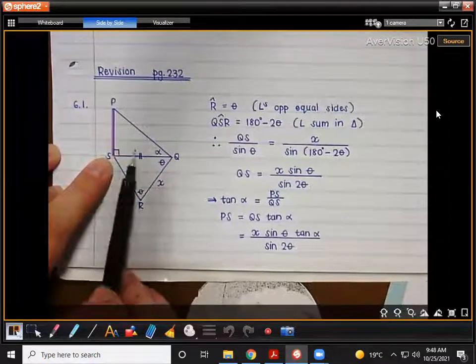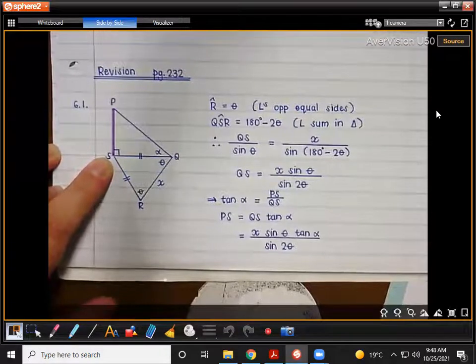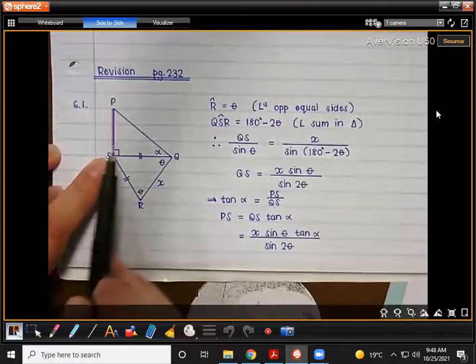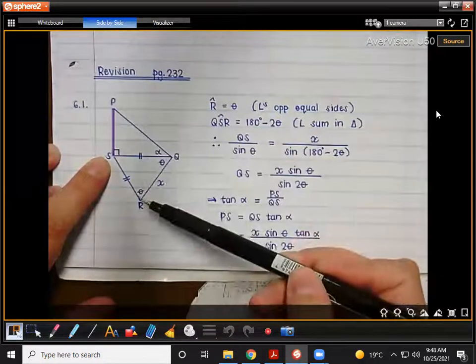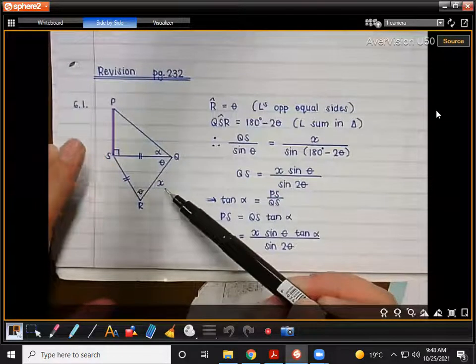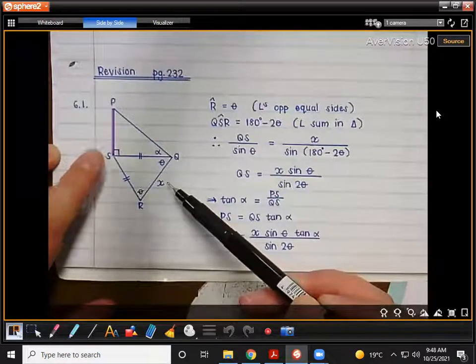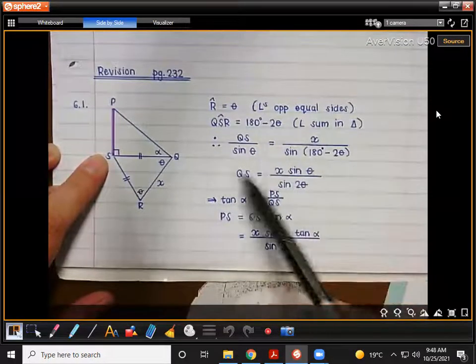I'm trying to find the common side. Remember, that's what we're always doing when we have multiple triangles. We're trying to find the common side first. The common side is QS. I have now the angle that's opposite QS. I found it there. And then I have another pair of a side and its opposite angle because I calculated that one. So there I have my sine rule.